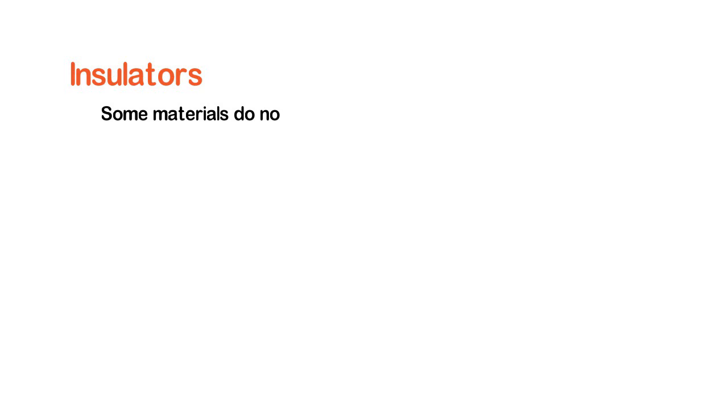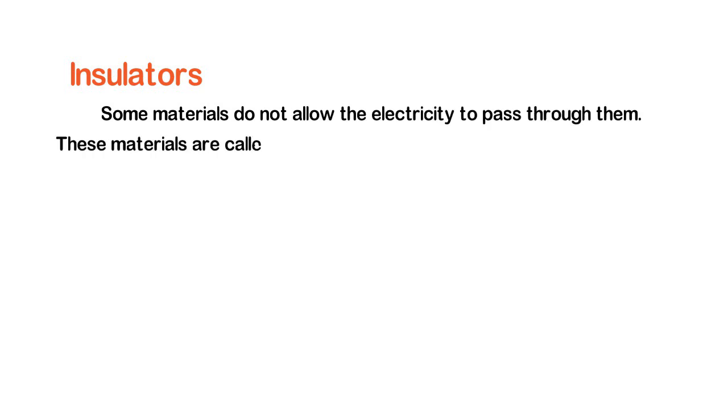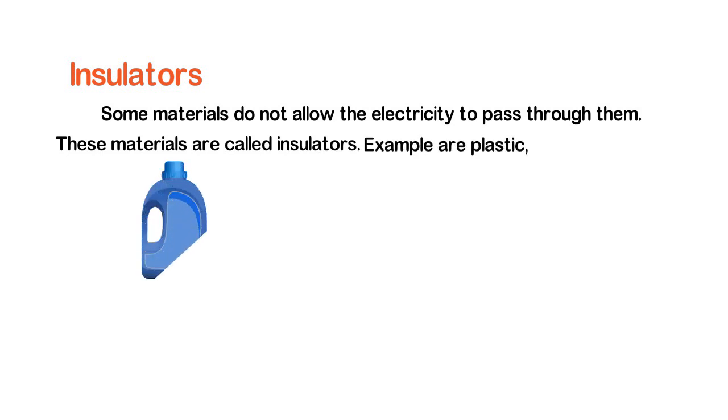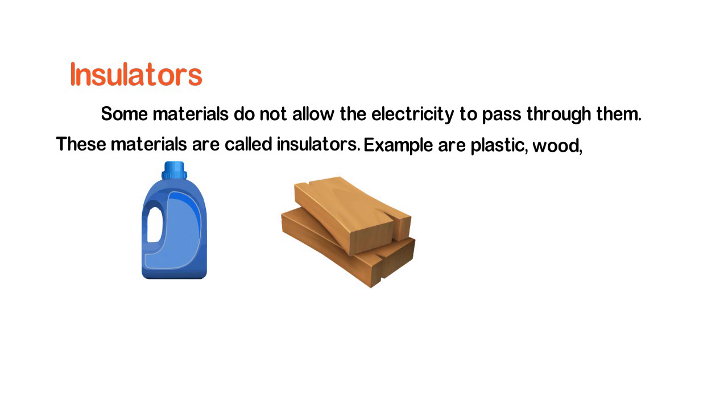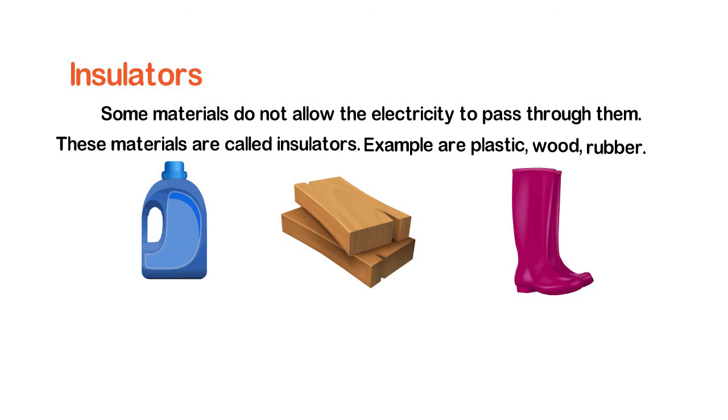Some materials do not allow electricity to pass through them. These materials are called insulators. Examples are plastic, wood, rubber. They are used to cover materials that carry electricity.